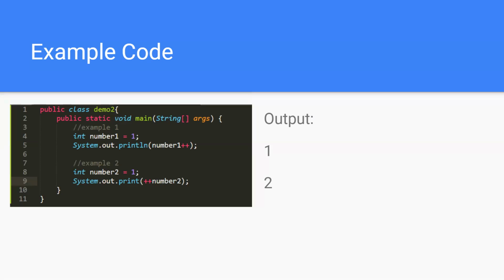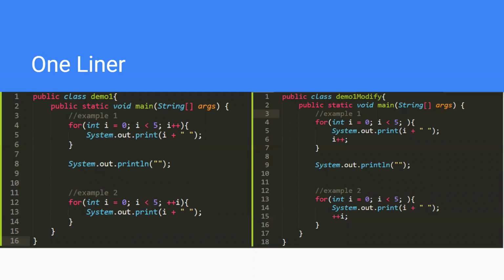But why? Why did we get the same outputs for our first example and different outputs for this example? So here we introduce the concept of a one-liner. We know that in the Java language, when you finish one complete statement, you use a semicolon. So we can define a one-liner as a statement between two semicolons.